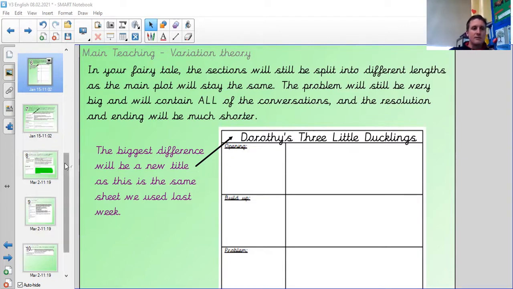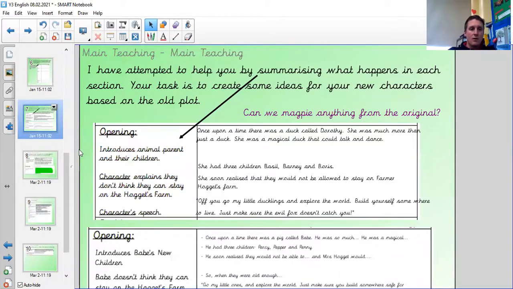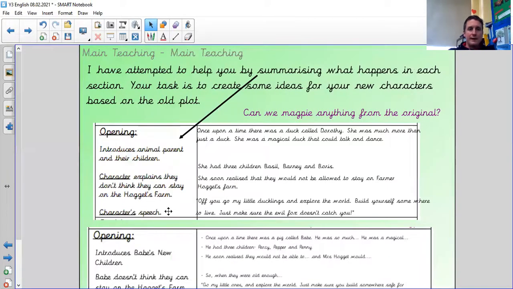All right, I'm just going to give you some time, and I'm going to do the same thing to read over what you put for your opening and your build-up. So just read back through your opening and your build-up. Hopefully that's as far as you've got. Okay. So for example, my one was once upon a time there's a duck called Dorothy. She was more than just a duck. She was a magical duck. So you can see what I've done.